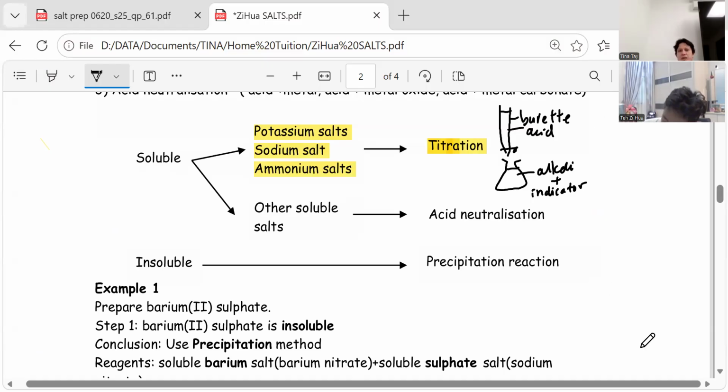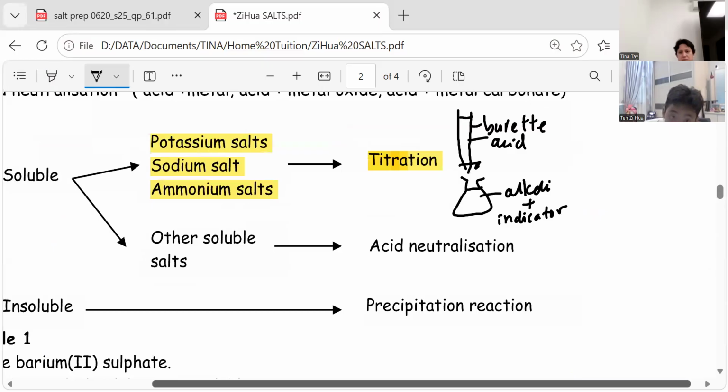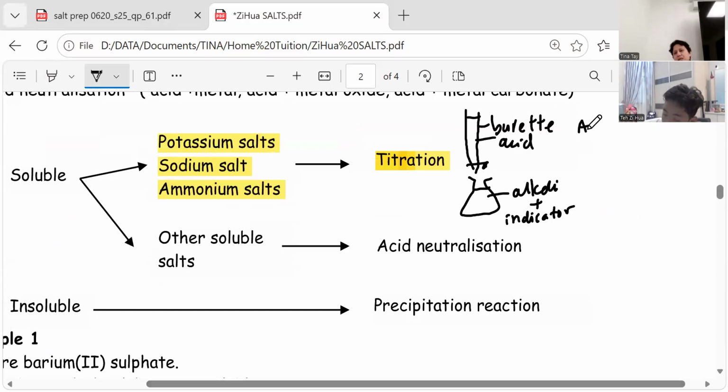So this one has to be acid plus alkali gives you salt and water. So it's only potassium, sodium, and ammonium salts.